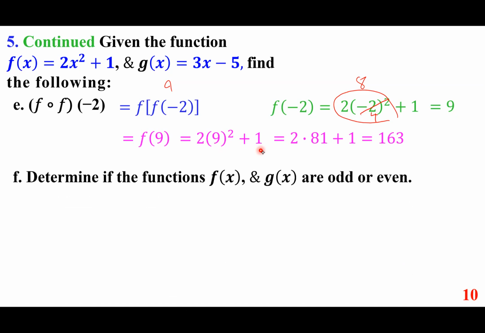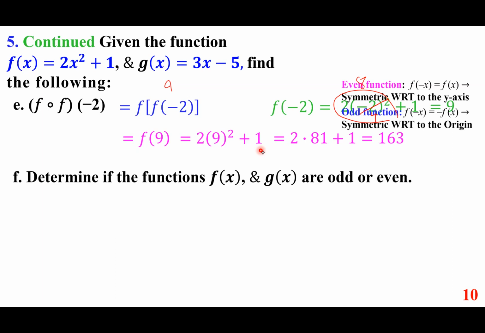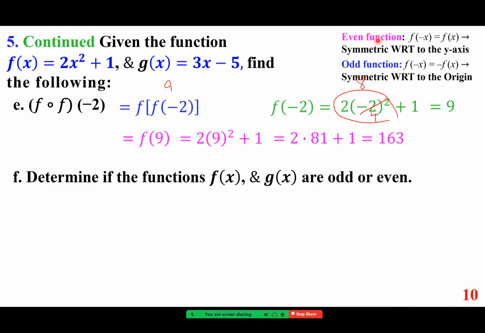We want to determine if the functions f of x and g of x are odd or even, and to do so, we need to remind everyone of the following definitions. A function is an even function if f of minus x is f of x. That means it's symmetric with respect to the y-axis. A function is an odd function if f of minus x is minus f of x, which means it's symmetric with respect to the origin. So all you have to do, replace the x with minus x and observe. So let's do that.